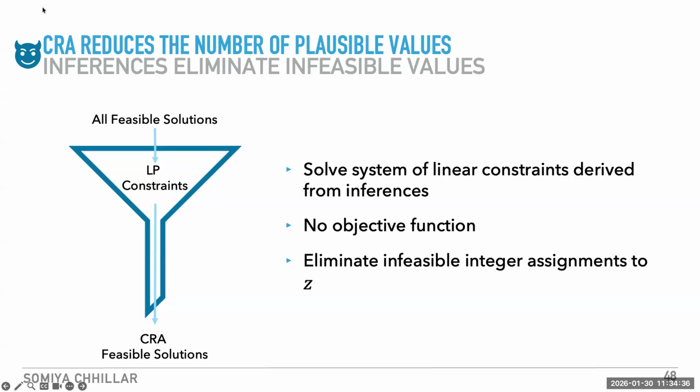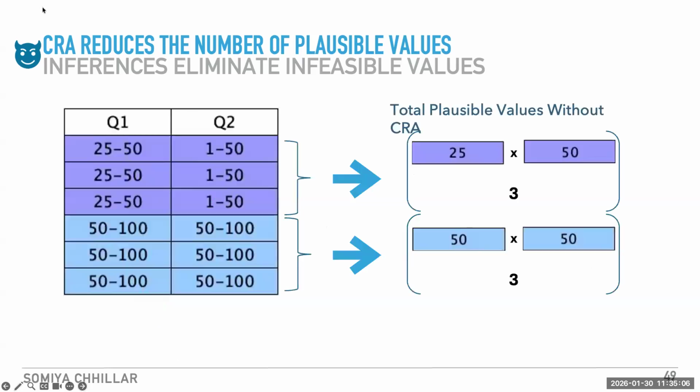We can think about using linear programming on the constraints as a funnel. We start with a large possible distribution of the number of records in the segment grid, and then using linear programming, we narrow it down to much smaller possible assignments. And for this linear programming, we have no objective function. The only goal is to find all the feasible assignments to Z.